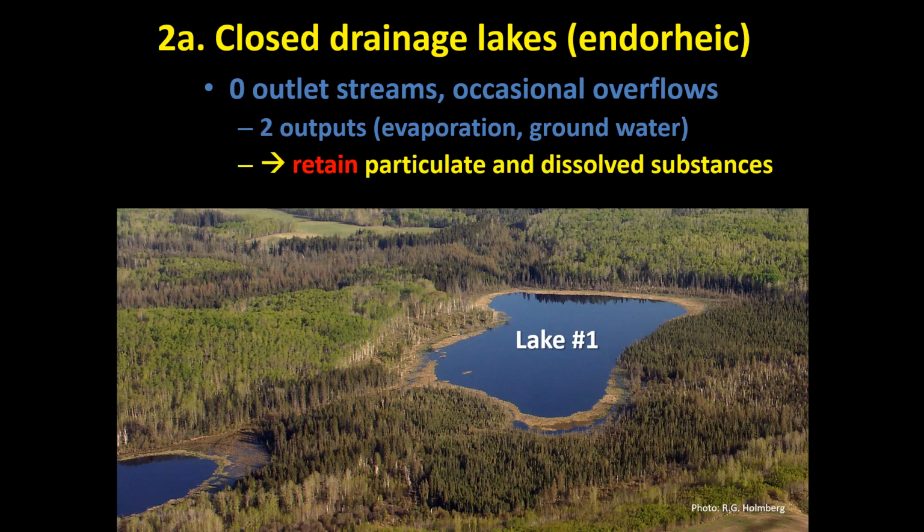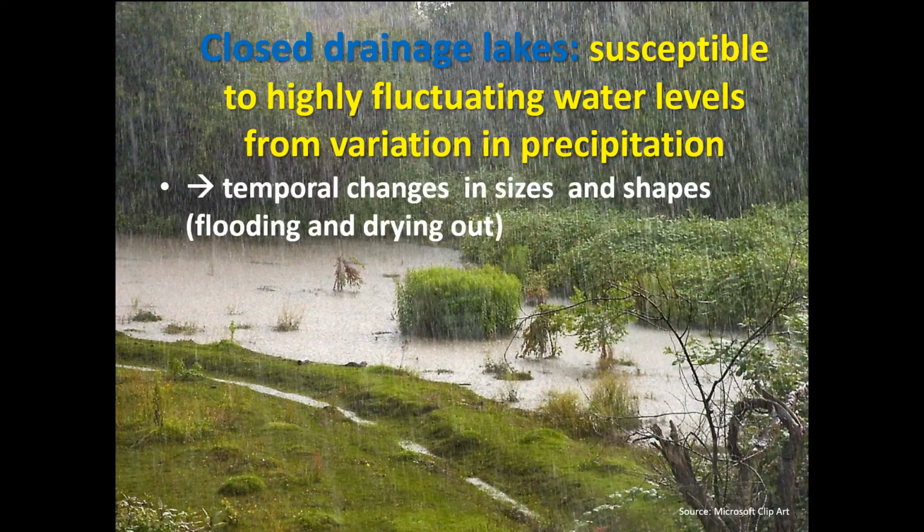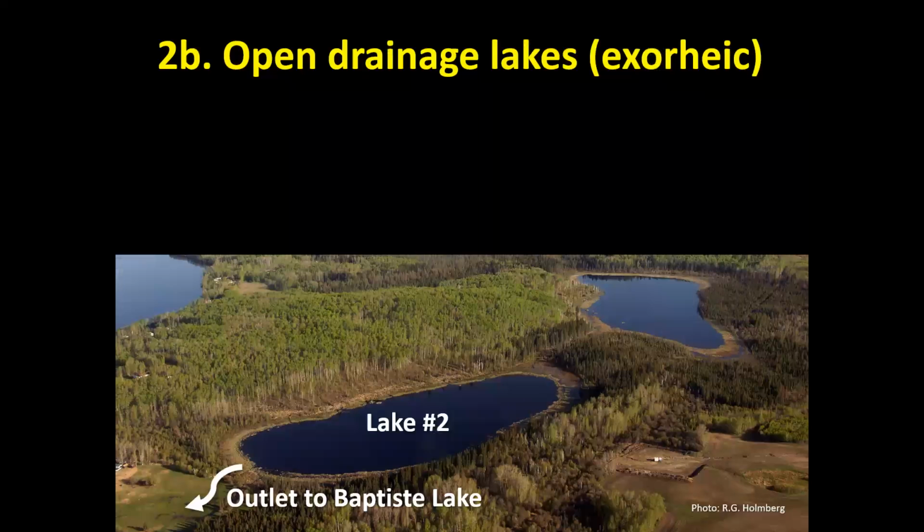Now, this leads to retention of particulate and dissolved substances, and so they become more nutrient rich. But also, because they have no outlet, they're very susceptible to highly fluctuating water levels from variation in precipitation. So you can get temporal changes in their sizes and their shapes, whether you get high or low amounts of precipitation.